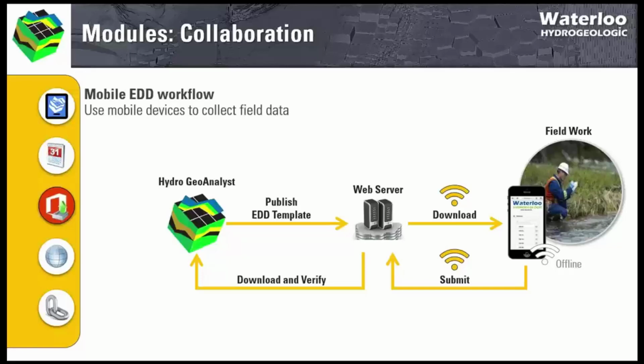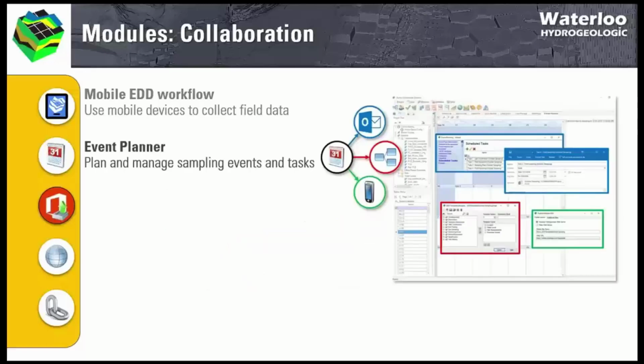You can work offline, collect your data, submit those to your web server, and then that acts as a staging area for you to verify the data before it gets integrated into HGA.